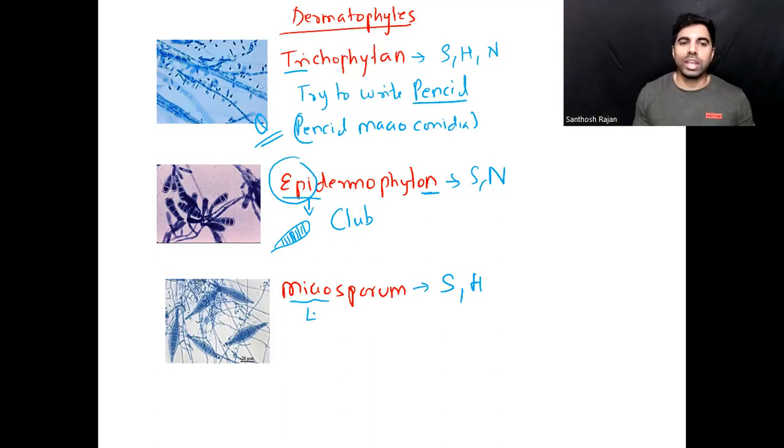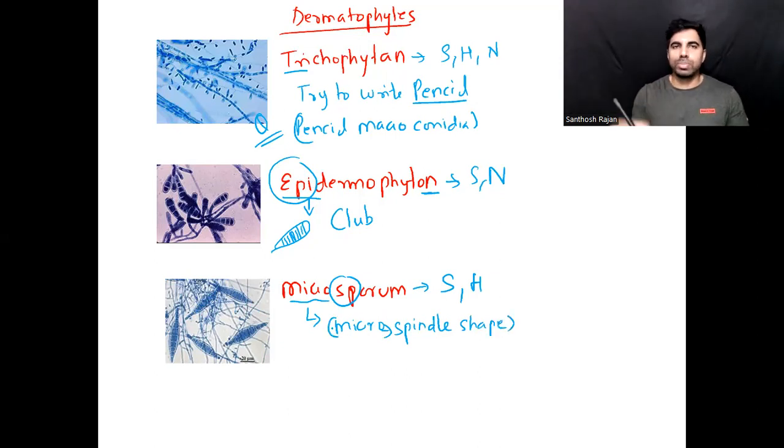Microsporum ka kaise yaad kare? Micro means micro. This shape is micro spindle. If you can't remember, actually you have a clue here: Sporum and spindle are there. We can say spindle shape. Or how to remember, micro mein sab cheez ko spin karna hota hai. In microbiology, for every test we do spinning. So micro spindle, however you want, okay? Microsporum, micro spindle. Spindle shape aa gaya to, if they give the picture, then that is Microsporum.